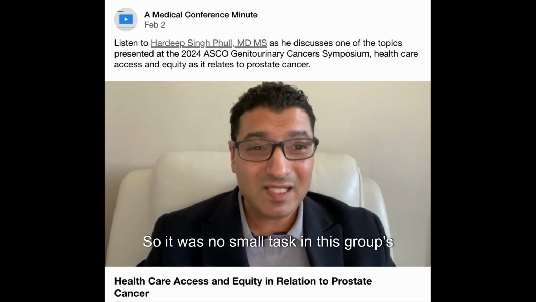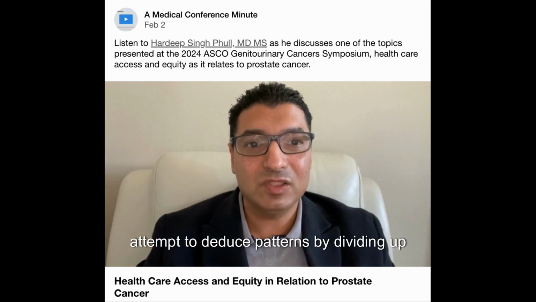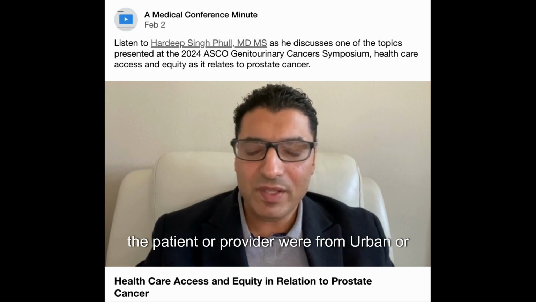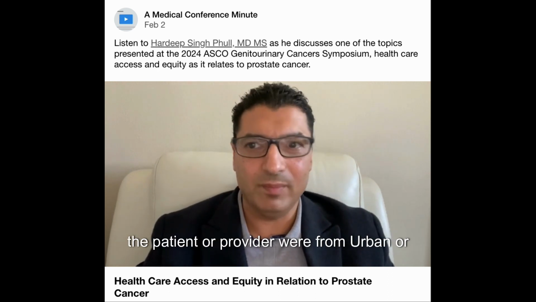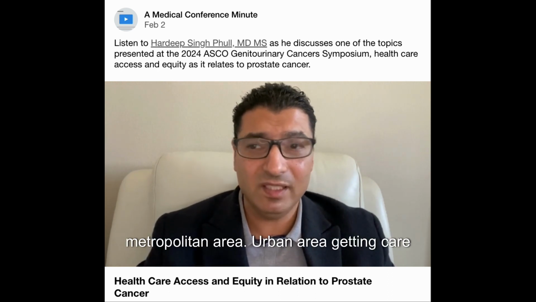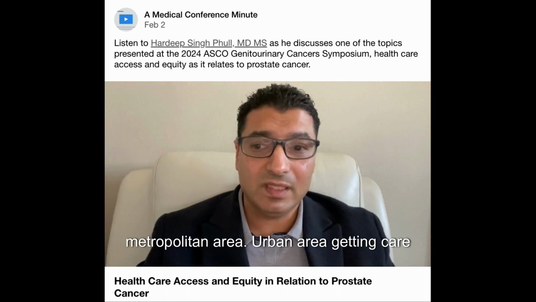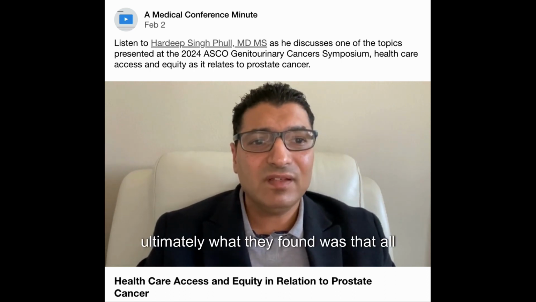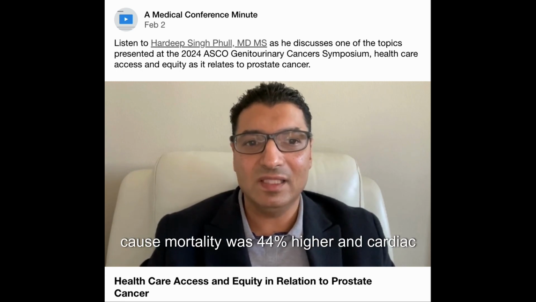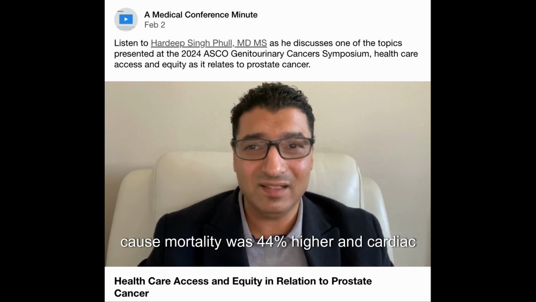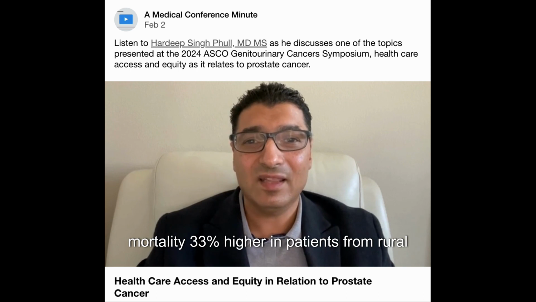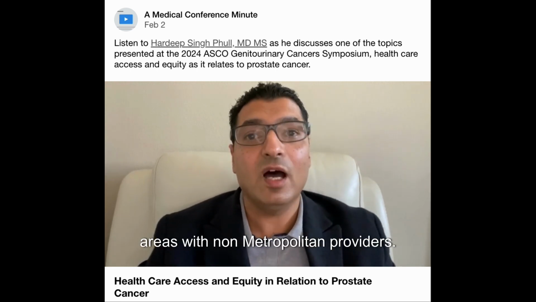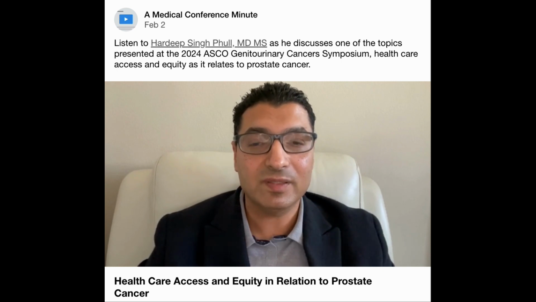So it was no small task in this group's attempt to deduce patterns by dividing up patients' outcomes depending on whether the patient or provider were from an urban or metropolitan area, urban area getting care in a rural area, or vice versa. And ultimately, what they found was that all-cause mortality was 44% higher and cardiac mortality 33% higher in patients from rural areas with non-metropolitan providers.